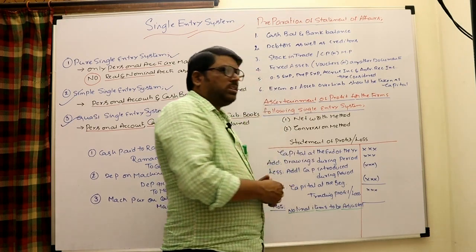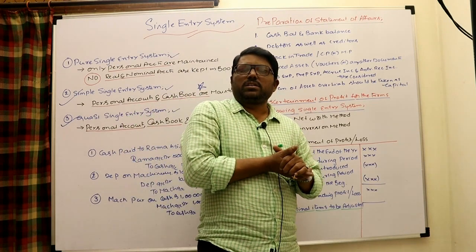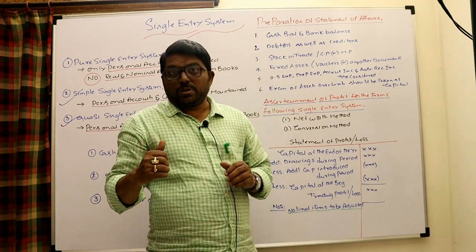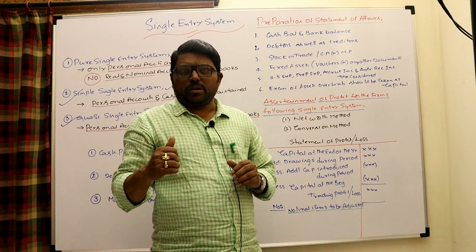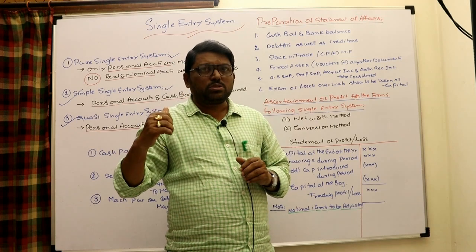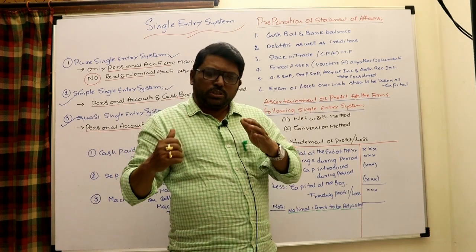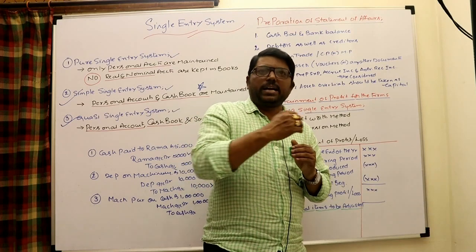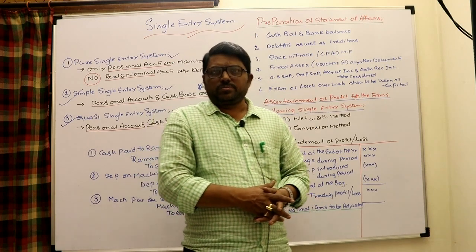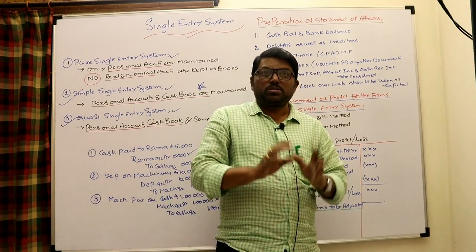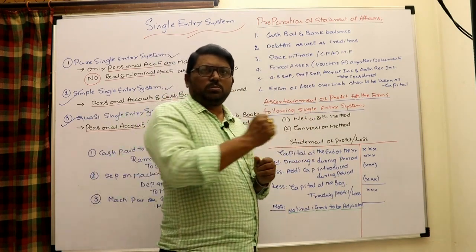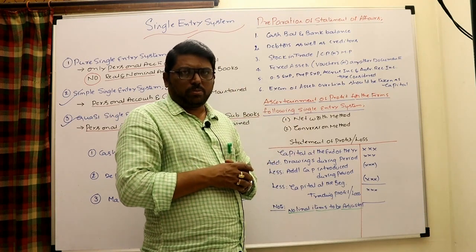If any drawings are there during this year, I would like to add them back. Why? Because if any drawings are there, obviously they will reduce your capital, but they will not reduce your profit. That is a part of profit. Capital is already reduced because drawings are made, but profit is not reduced, so it should be added back to your closing capital. If you bring some additional capital introduced during this year, obviously it will be in your closing capital, but you can't say it is your profit, so that is to be deducted.